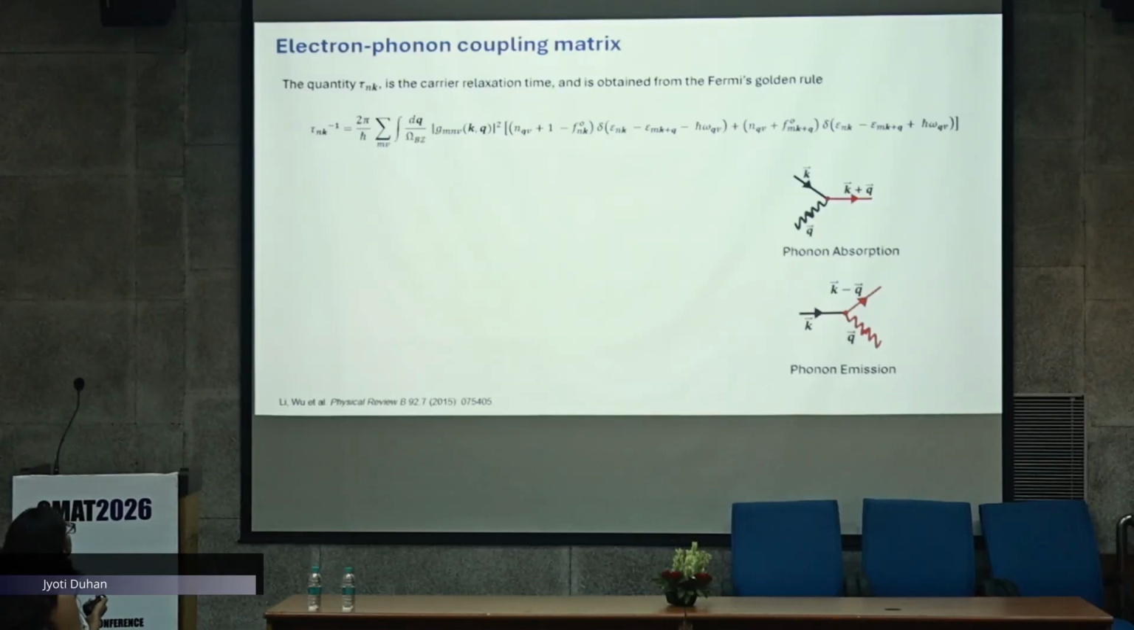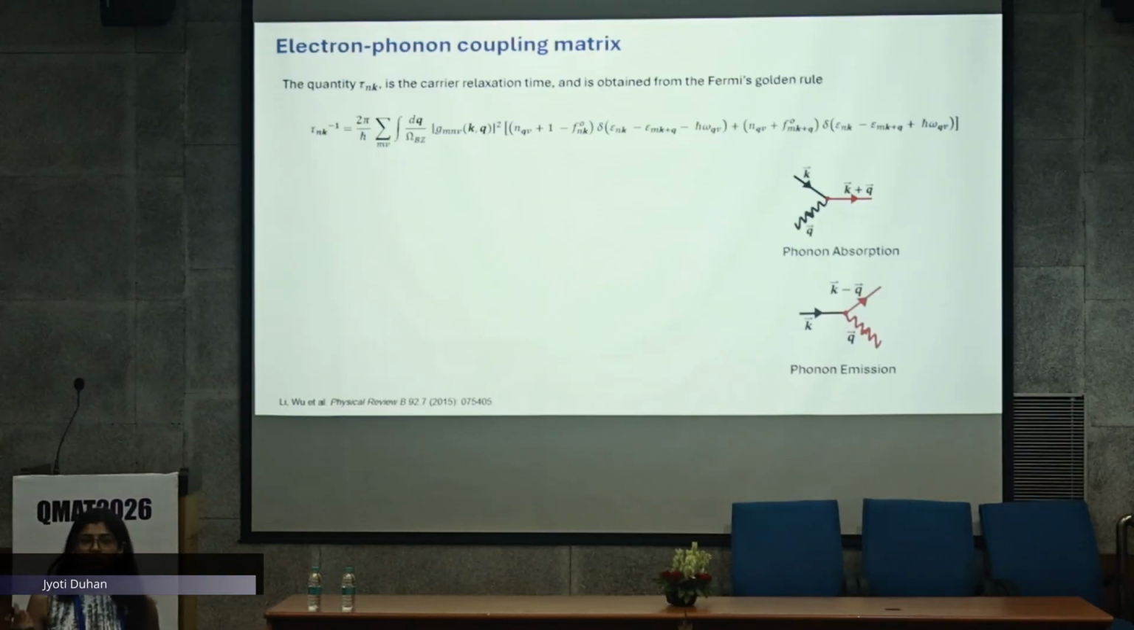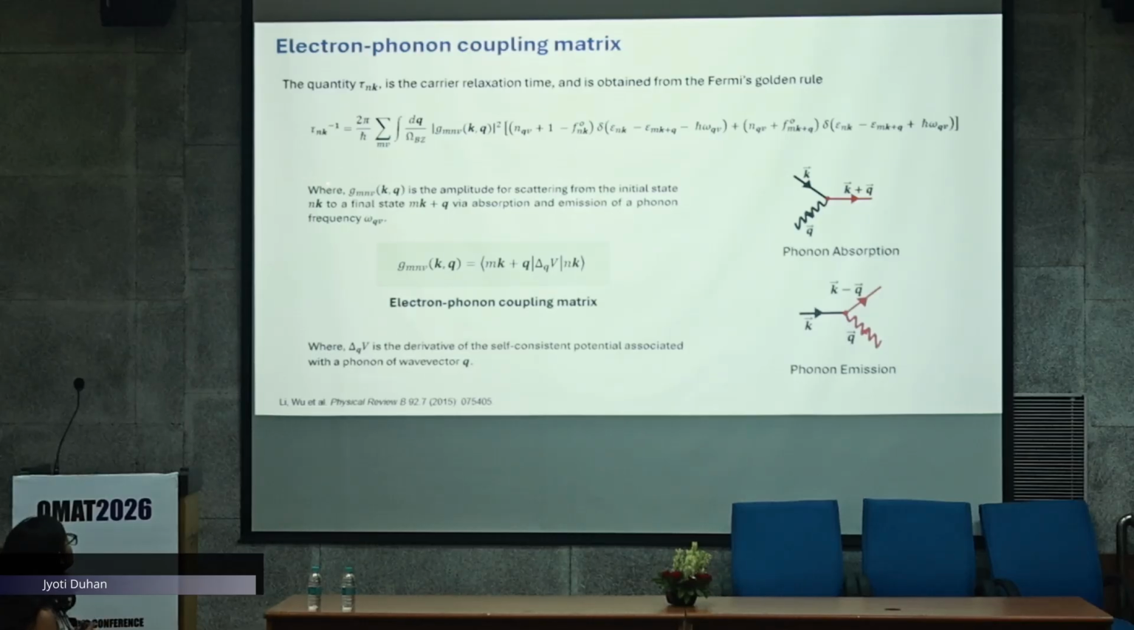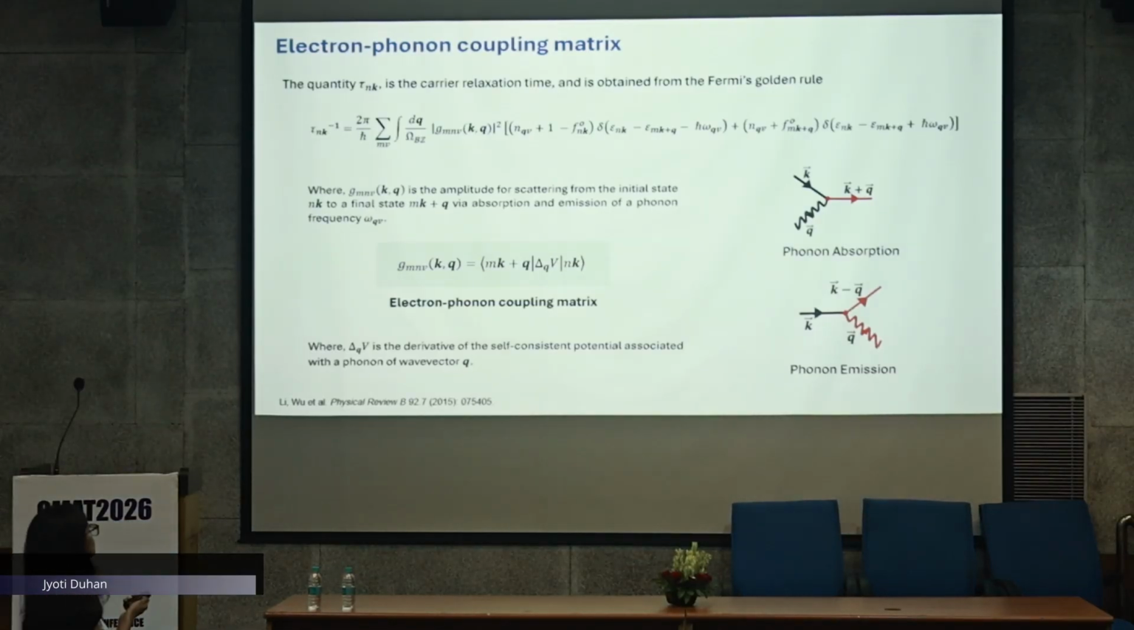In principle, to calculate the scattering rates, we use the Fermi golden rule, where the electron can scatter. Either it can absorb a phonon or emit a phonon, and this is quantified by the Fermi golden rule. This scattering rate depends on the electron-phonon coupling matrix, which depends on the initial state of the electron and the final state of the electron after the emission or absorption of the phonon, and the change in the self-consistent potential when the electron interacts with the phonons.